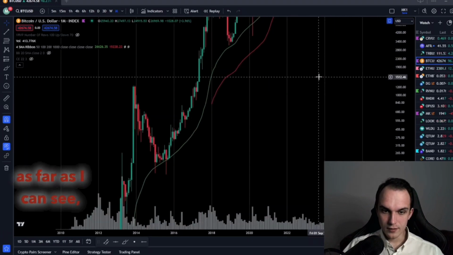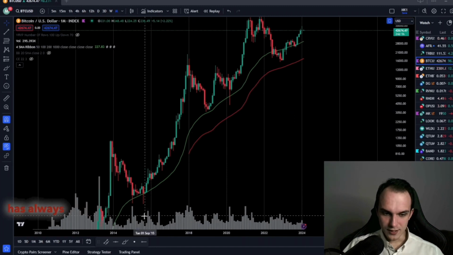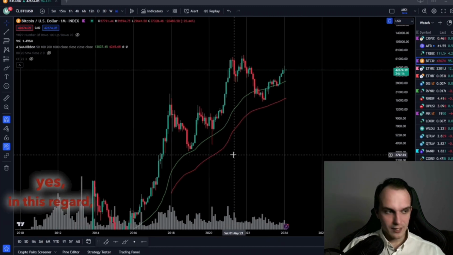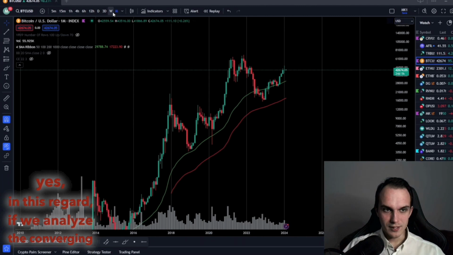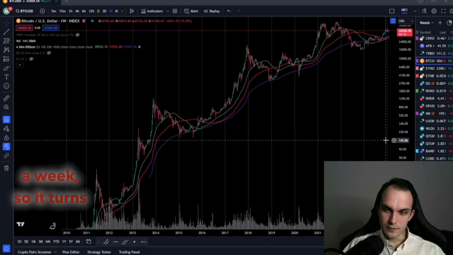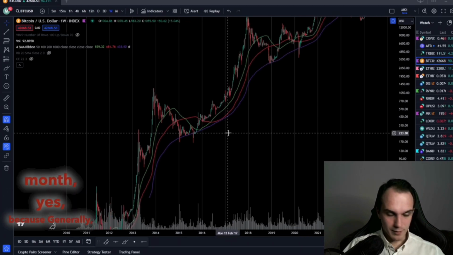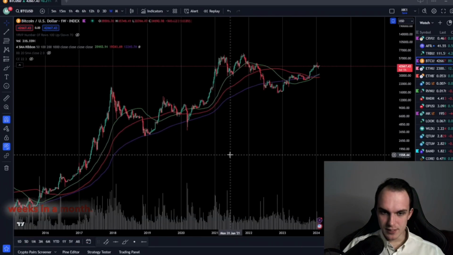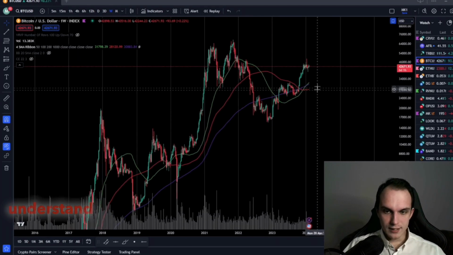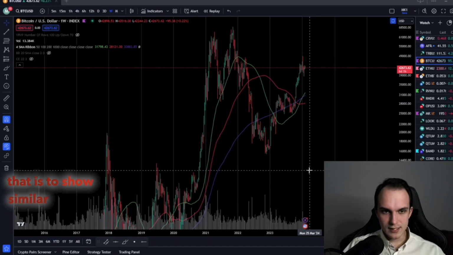As far as I can see, we've never even touched the 100th monthly moving average. That is, Bitcoin has always been overbought. Yes, in this regard, if we analyze the converging average, the week has gone by. Yes, that is, a week. So it turns out that the 200th week will overlay with the 50th month. Yes, because generally there are 4 weeks in a month. So you can understand the parallel, not to match, but to be similar. Yes, that is to show similar values.